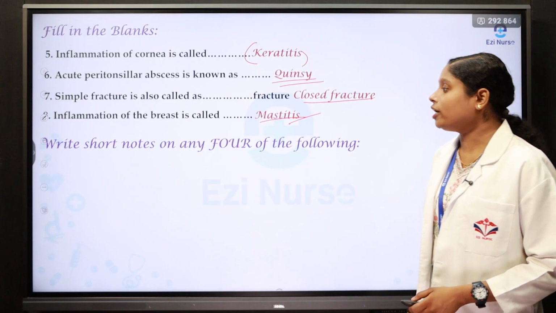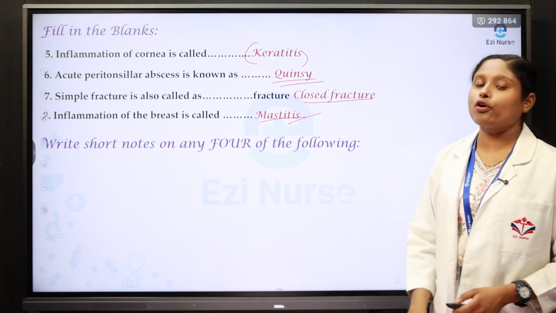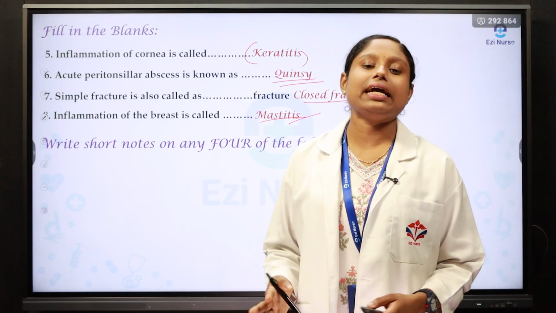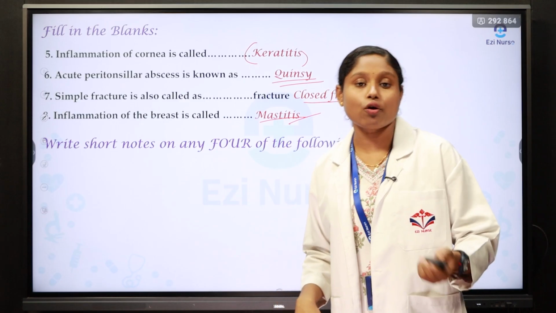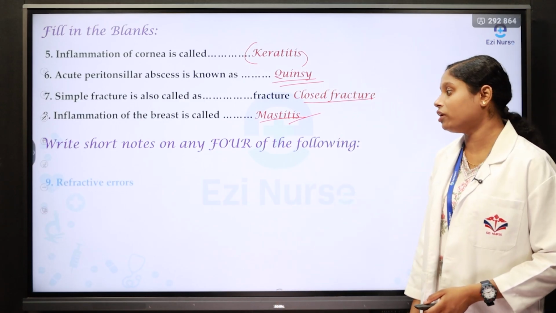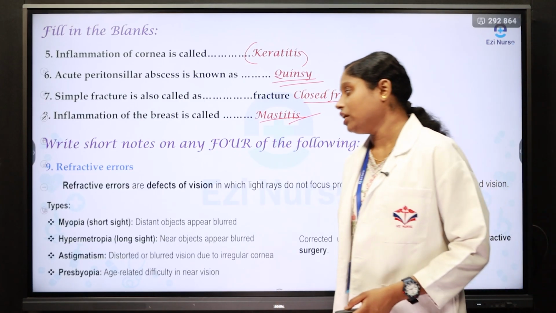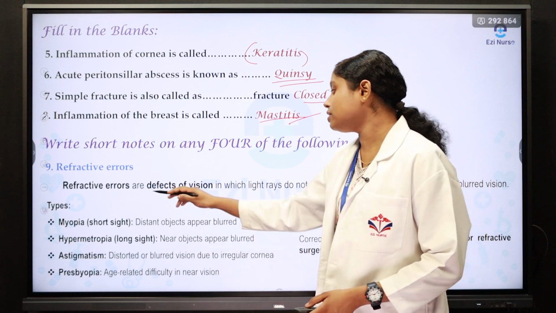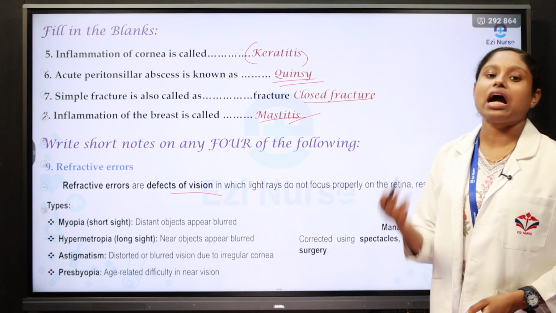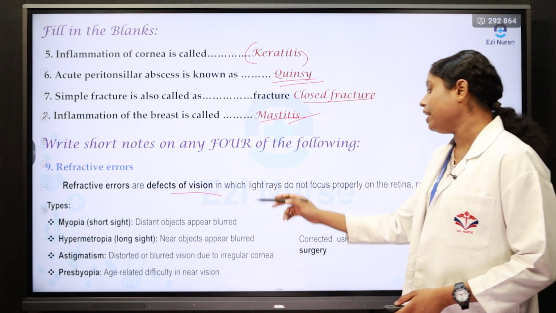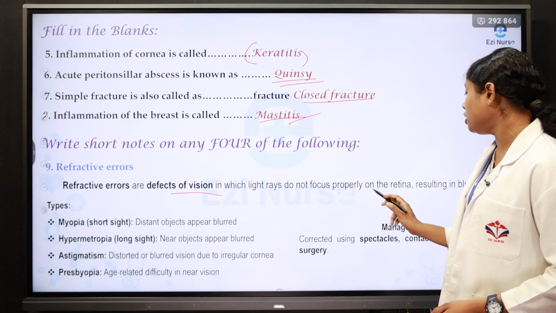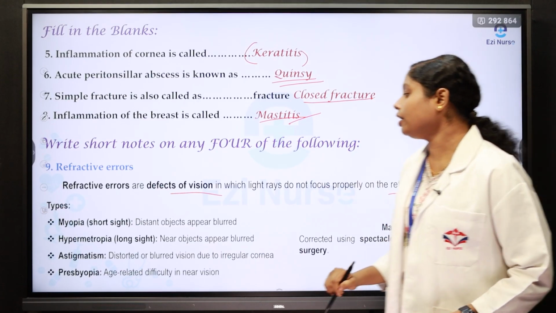The third category was write short notes of any 4 of the following. You will basically get 5 questions and you need to write answers for 4 of them. The first is refractive error. What is refractive error? It is a defect of vision, affecting the vision, in which light rays do not properly focus on the retina, resulting in blurred vision.